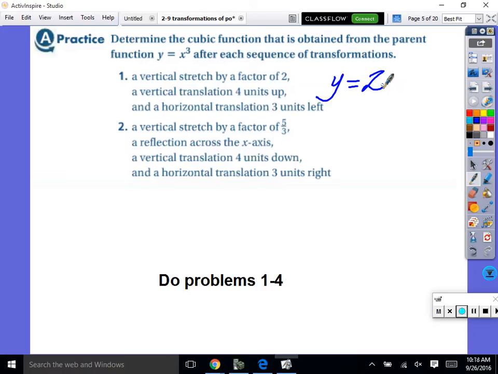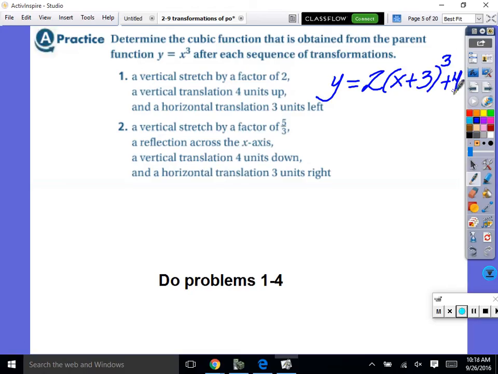And then a horizontal translation of 3 units left. So I'm going to have x plus 3 cubed, correct? Left would be negative from the origin, so we go opposite, so plus. And then we have the vertical translation 4 units up, so plus 4. Does everybody see how I did that?